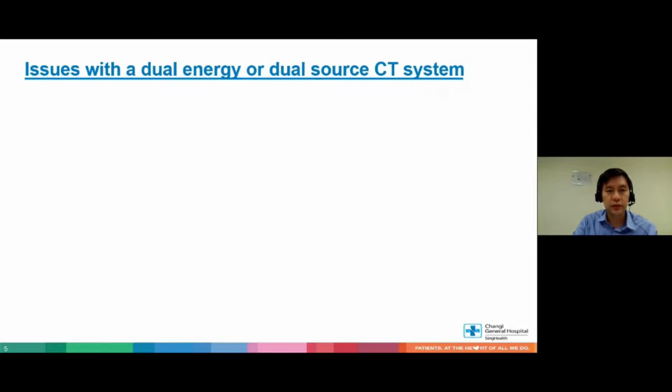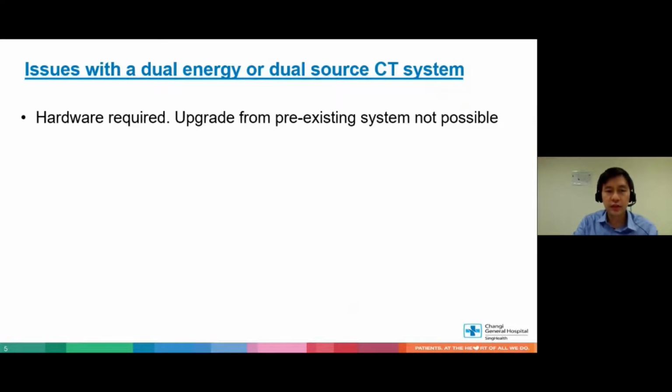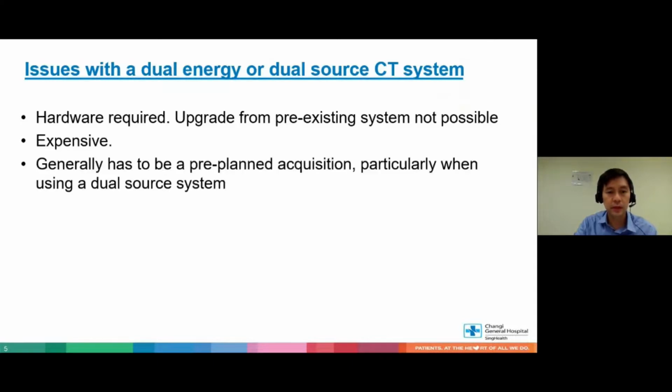So the issue with the dual energy or dual source system is that it's actually hardware. You require the hardware, and you can't really upgrade this from your pre-existing system if you don't have a dual energy or dual source system. And of course, we know it's quite expensive to have such a system. And generally, it has to be a pre-planned acquisition. For example, you need to switch on your dual source if you decide to use both the tubes to image the lesion. You can't really decide to do it retrospectively.